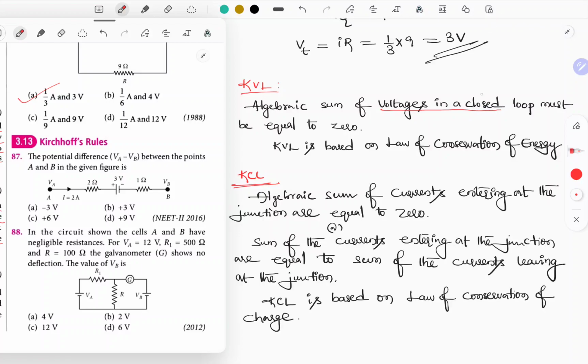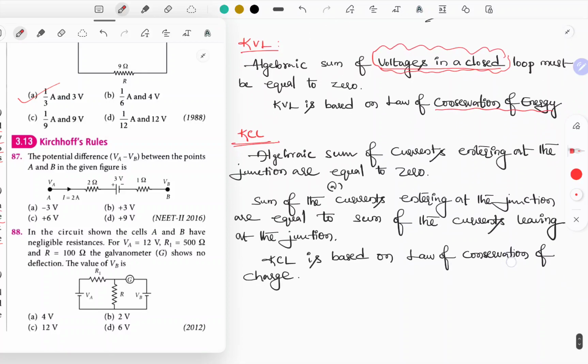This point is important because we have to find out voltages in a closed loop, whatever the type of element may be, it doesn't matter. So you have to find out all the voltages in a closed loop. The sum of all these voltages in a closed loop must be equal to 0. And this KVL is based on the law of conservation of energy.